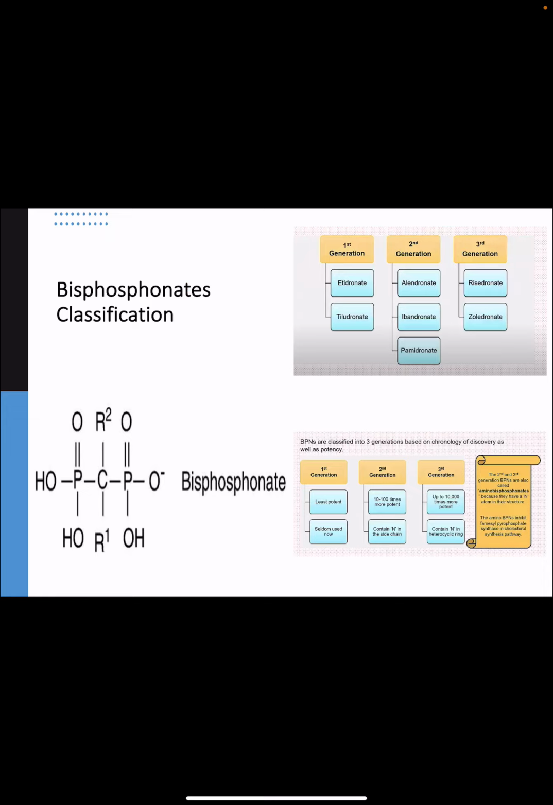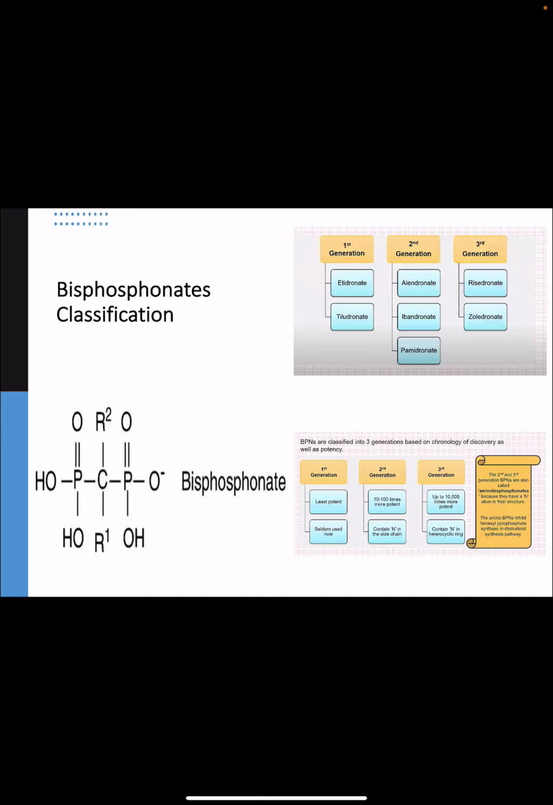The first generation is called etidronate. The only thing I'm going to tell you is that R1 and R2 don't have any amine group, while the second and third generations have an amine group. That amine group added a new mechanism of action. That's why I'm talking chemistry today. So the second and third generation, alendronate, risedronate, zoledronate, ibandronate, pamidronate, all have an amine group in their R.